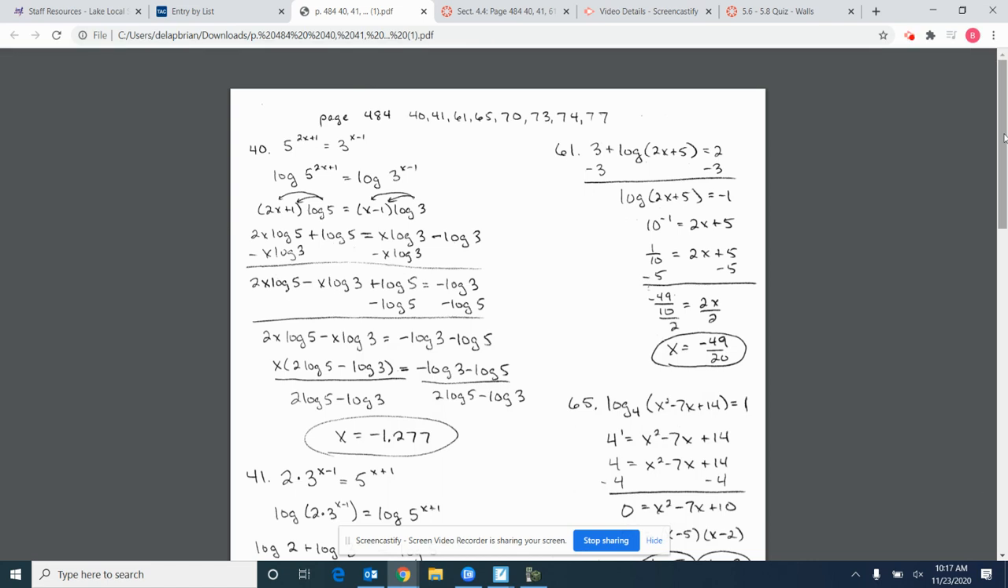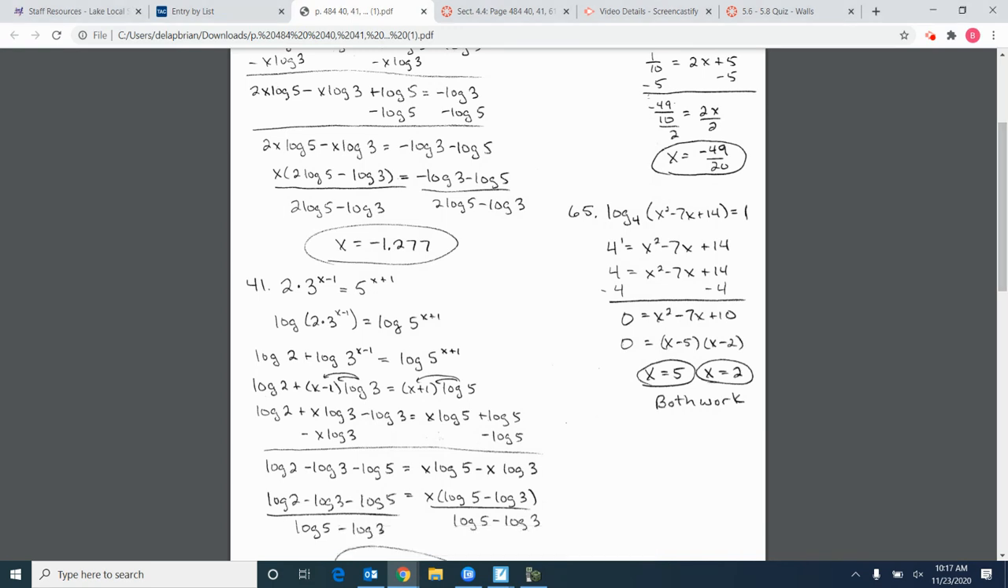61, make sure when you convert that to exponential, it's 10 to the negative 1 there because you got to subtract the 3. You cannot convert until after you get the log by itself, and then you get 1/10 or 0.1, depending upon what you wrote there, but you end up with negative 49 over 20 or negative 2.49, something like that.